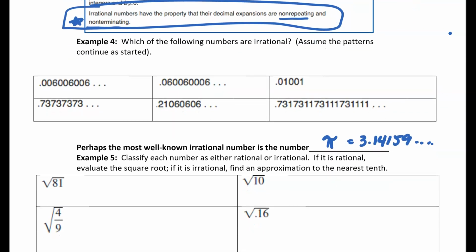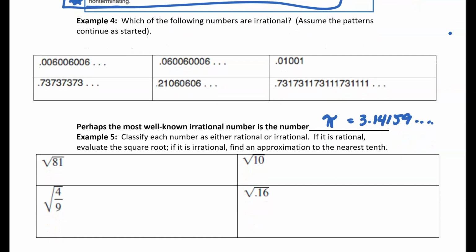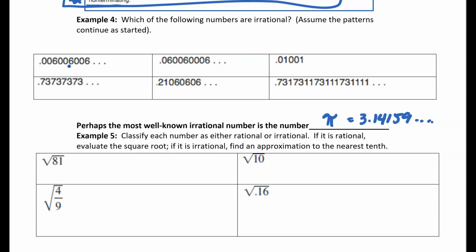Let's go down to example 4. Let's do some of these and look at each number. Looking at this first one, I want you to ask yourself, does it end? It doesn't end, it keeps on going because you see the ellipsis, the three dots, so it's not terminating, but it's got to at least repeat if it's going to be rational. So 0, 0, 6, 0, 0, 6, 0, 0, 6. I'm going to say this is a rational number because it repeats.